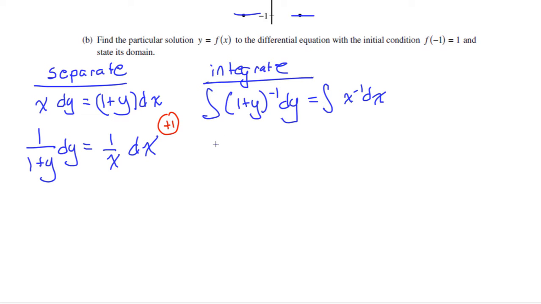So this is going to be what? What on the left? ln absolute value 1 plus y. You have to have that absolute value. And that's equal to? x, and yeah, plus c.